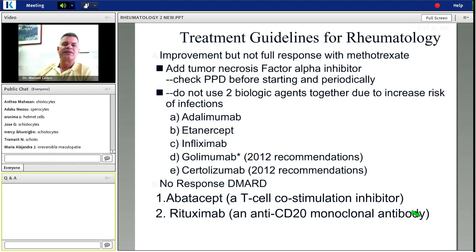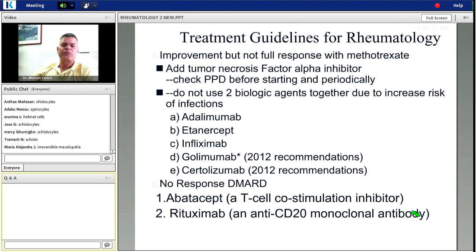You also should get a PPD before you start any tumor necrosis factor inhibitor, because it reduces your ability to fight diseases such as tuberculosis. Now, you should not use two biological agents together due to the increased risk of infection. What are the other biological agents that you have here?